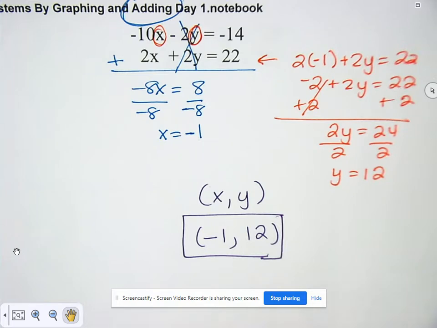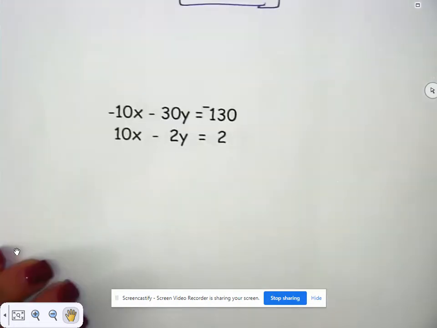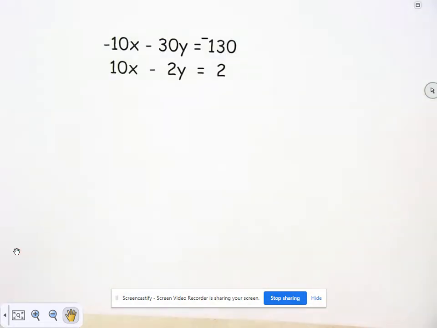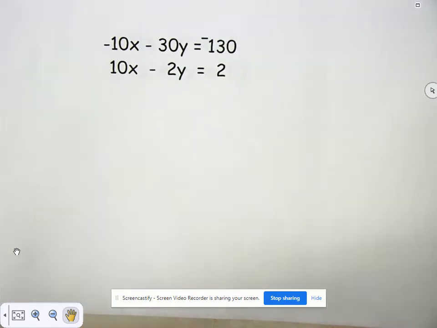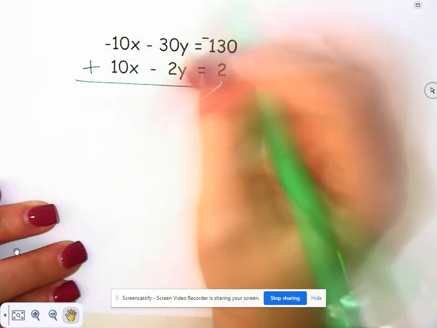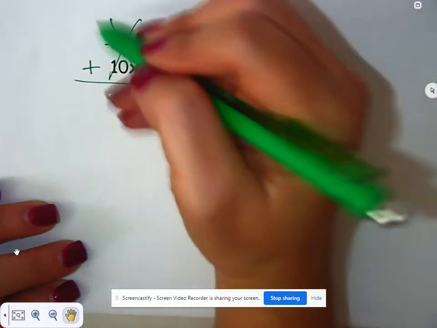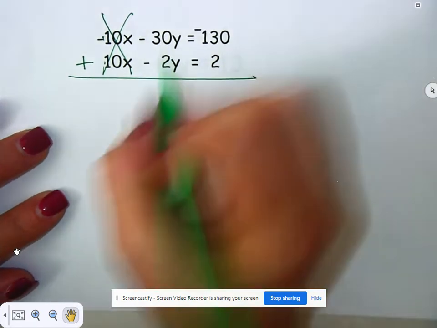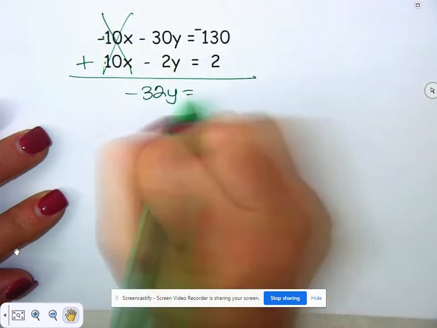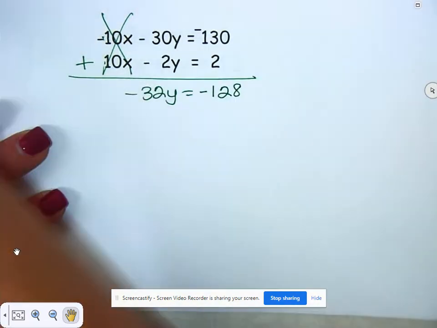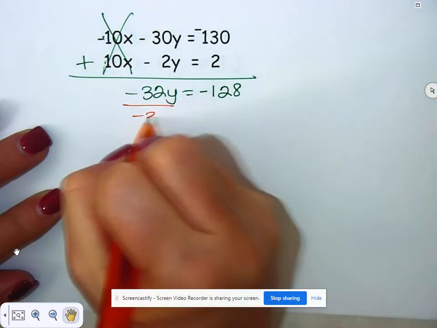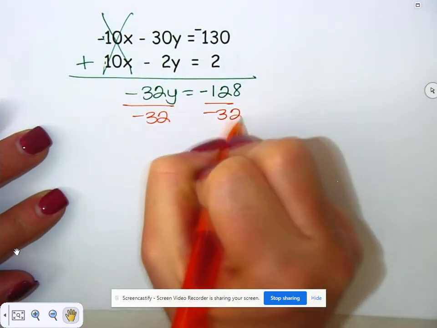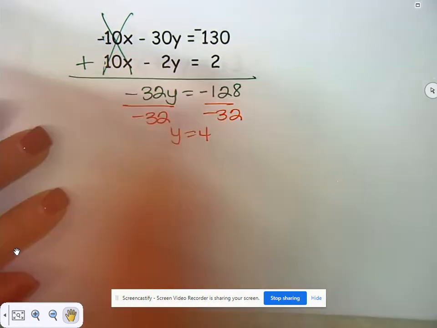Okay, do a couple more of these. And like I said, I'm not going to go into great detail because we'll do more of these in the following days. All right, so same thing. We're going to add. Our x's are going to cancel. They cancel because they're opposite signs, same number. Same thing up here. Opposite signs, same number. Okay, so add together. That gives me negative 32y equals negative 128. So we're going to divide by negative 32, and we're going to get that y is 4.